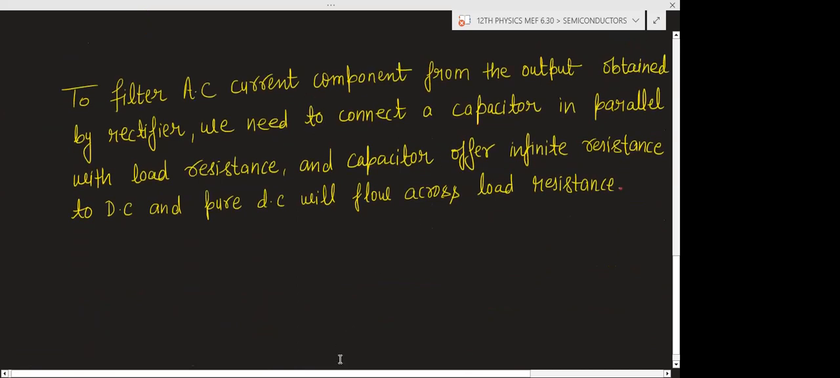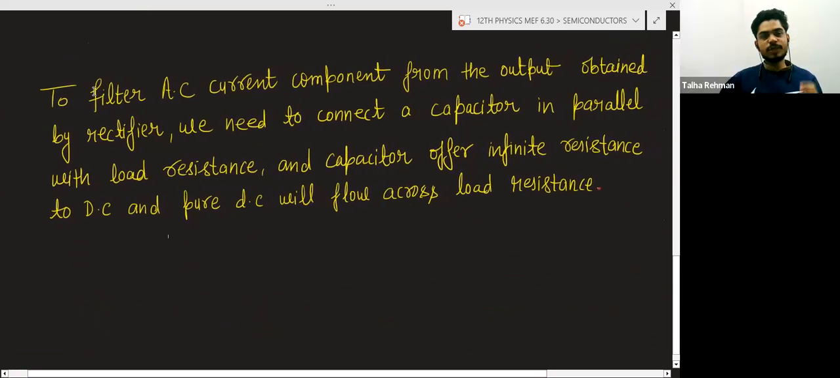So this is the theory to filter the AC current component from the output obtained by the rectifier. We need to connect a capacitor in parallel with the load resistance, and the capacitor offers infinite resistance to DC, and pure DC will flow across the load resistance.